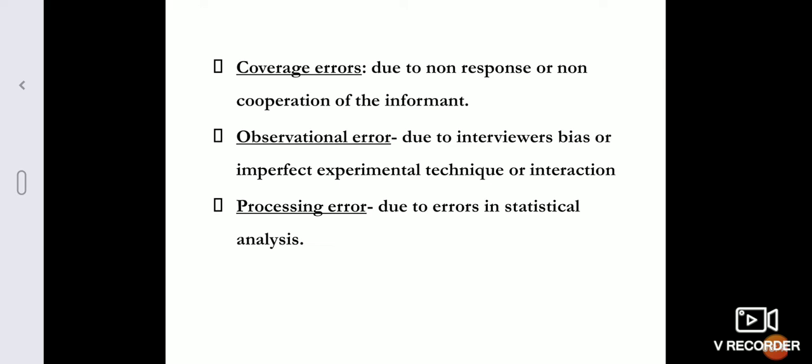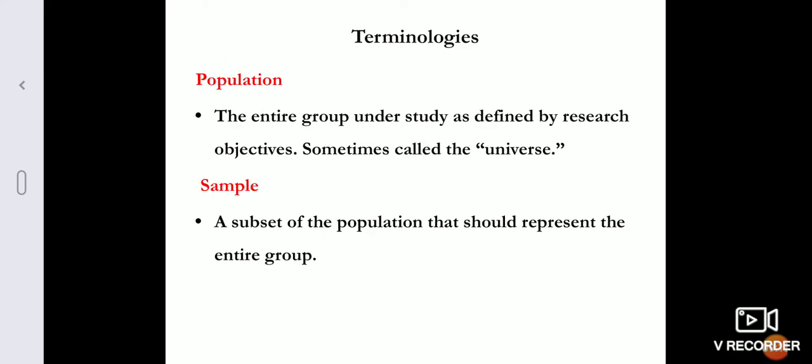And the next one is processing error, which is very important because this error happens with improper statistical analysis or improper statistical methods. If you are not applying a proper statistical technique in analyzing the data to get the information you are supposed to get, that can become an error. So this is a processing error. These are called sampling and non-sampling errors. With that, we will wind up the errors in sampling.